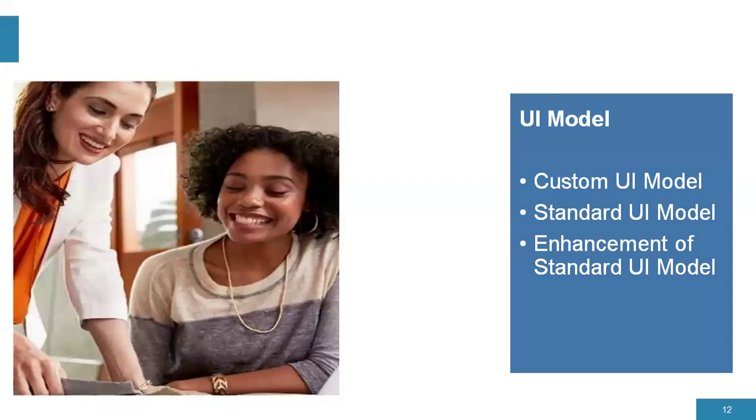Then we have the UI model. So we will talk about custom UI, standard UI, and enhancement of the standard UI. In this particular discussion, we will also talk about the UI field properties, like how to make one particular field mandatory, how to make one particular field grayed out, how to make one particular field hidden from specific workflow steps. Everything we are going to talk about in this particular chapter.